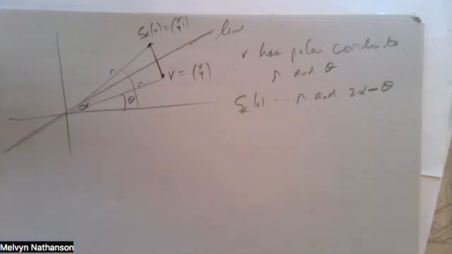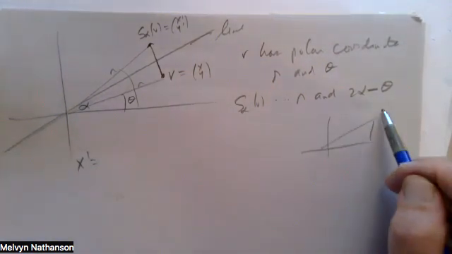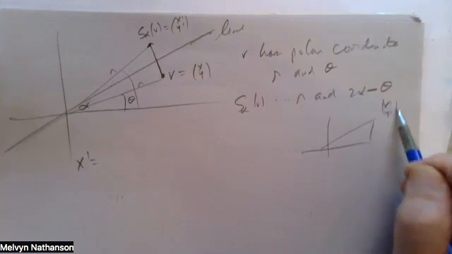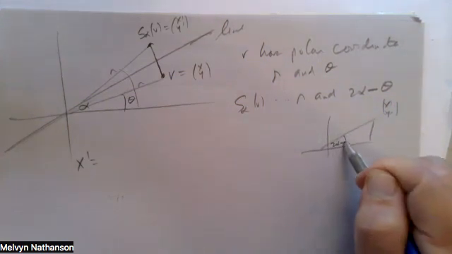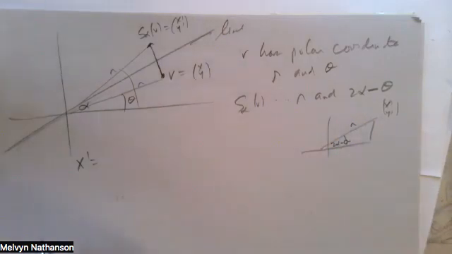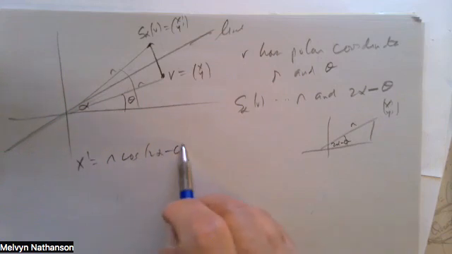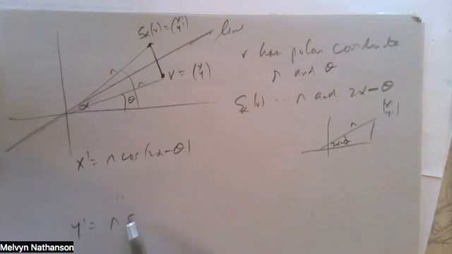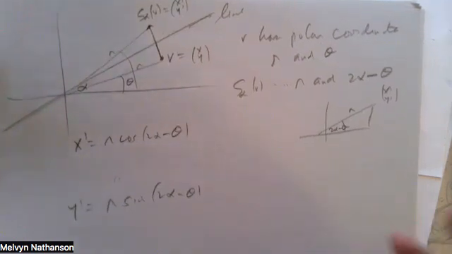So this is x prime, y prime. This is 2 alpha minus theta, and this is r. x prime is r times the cosine of 2 alpha minus theta, and y prime is r times the sine of 2 alpha minus theta, because these are the formulas for going from polar to rectangular coordinates.